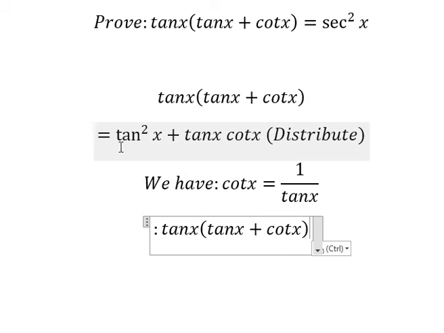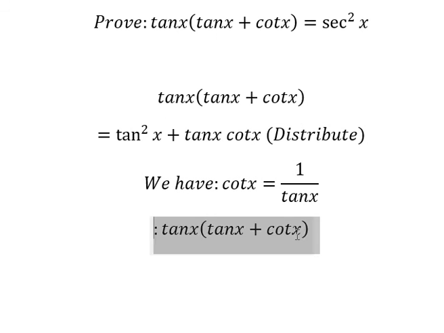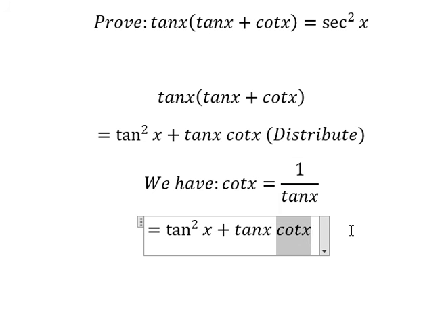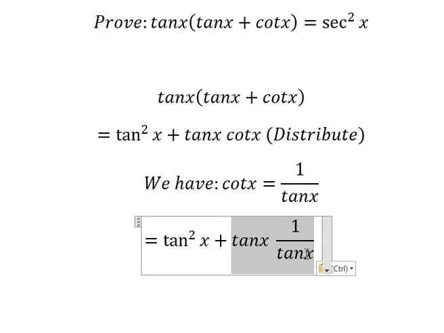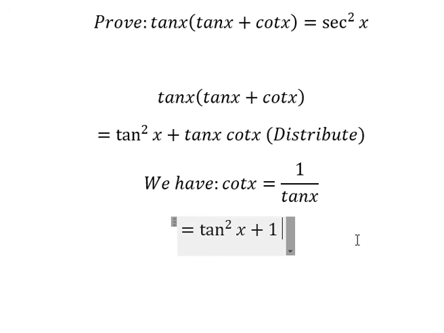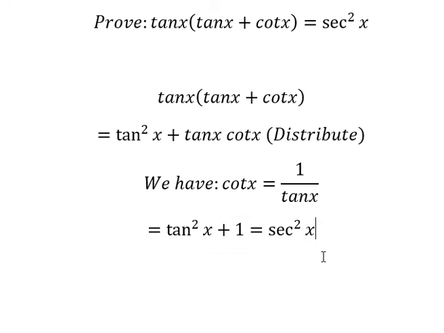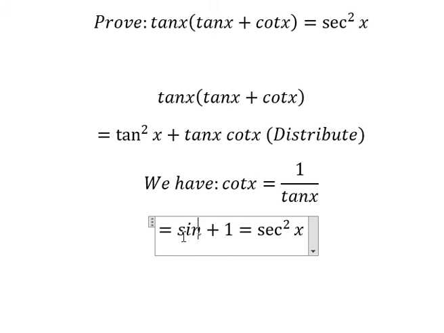So I will put this one in here. And this one we have number 1. And we know that this one equals secant squared x, because tan squared x is sine x over cosine x, everything to the power of 2.